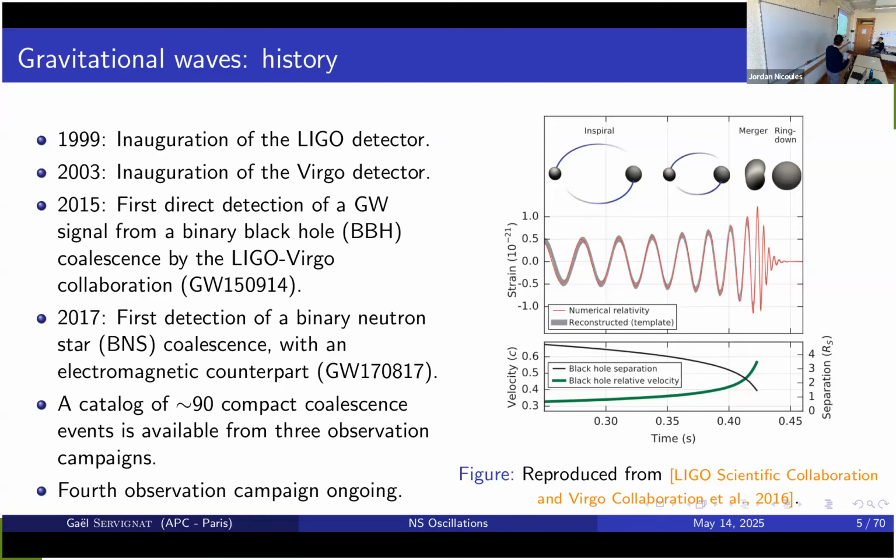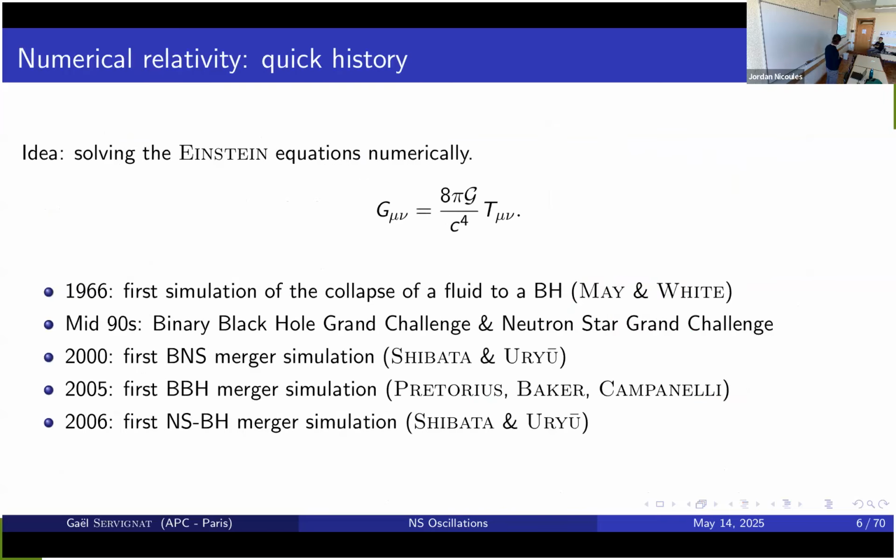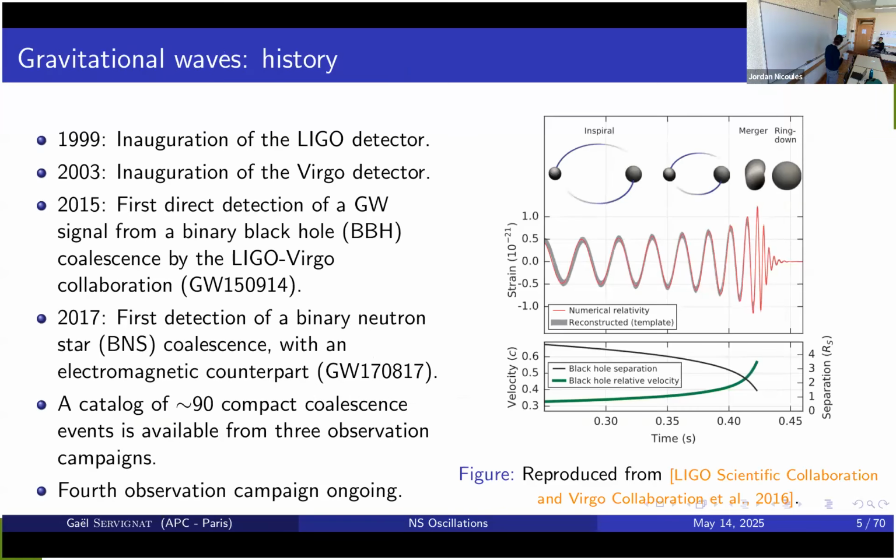So at this point, we say that gravitational waves do exist. We know how to see them. And the point is, okay, we can extract astrophysical information from the sources of gravitational waves.